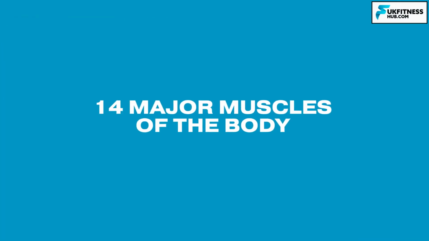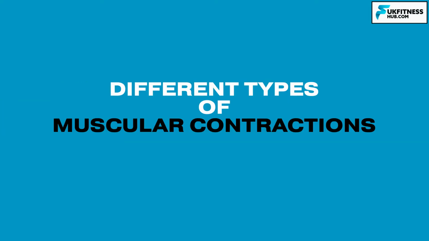Now we have looked at 14 major muscles of the body, let's now move on to the different types of muscular contractions these muscles produce.